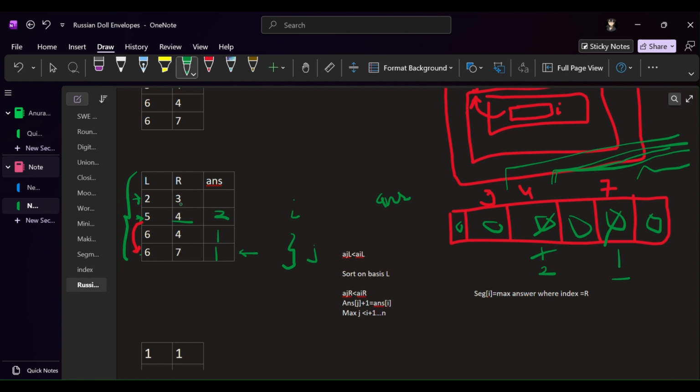Now we are going to calculate the answer for this. For this we need to find the maximum from R plus 1, that is 4, till the last index. The maximum is going to be 2, and 2 plus 1 is going to be the answer for this. So the range is like 2 to 3, then 5 to 4, then 6 to 7. So 2 is lesser than 5 and 3 is less than 4, and similarly 5 is less than 6 and 4 is lesser than 7.